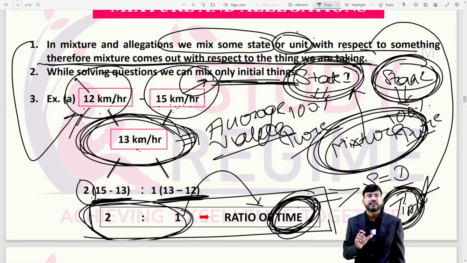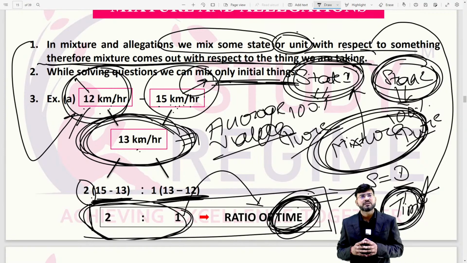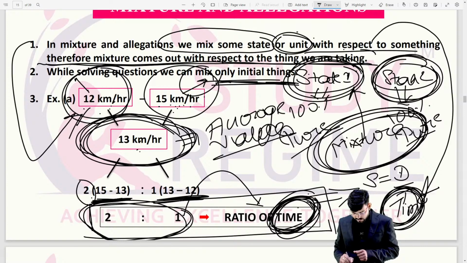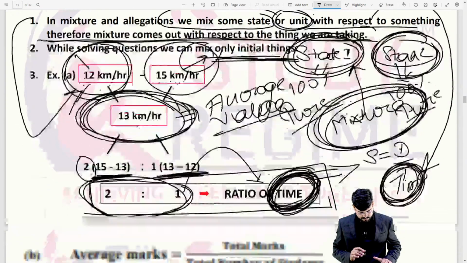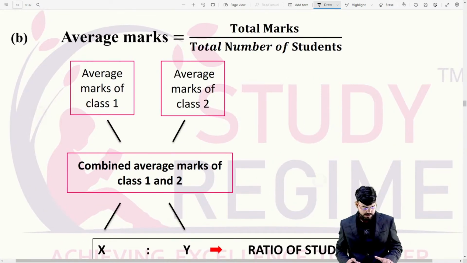Now you should understand what point 1 is saying. The mixture comes out with respect to the thing we are taking. Clear? If we are talking about speed, speed is equal to distance upon time. Since the speed is calculated with respect to time, the ratio which comes out is the ratio of time. Clear? Okay. Let's move on with the next part.